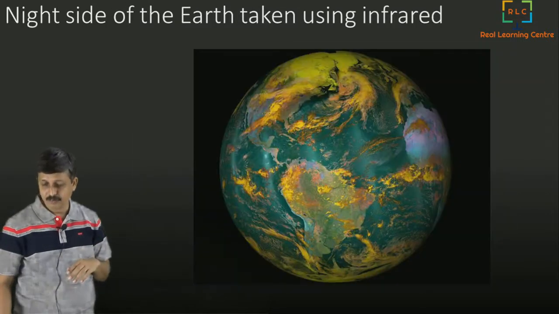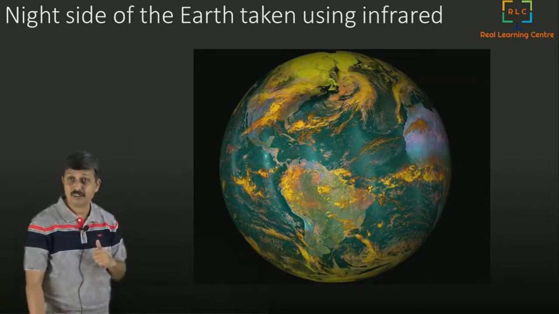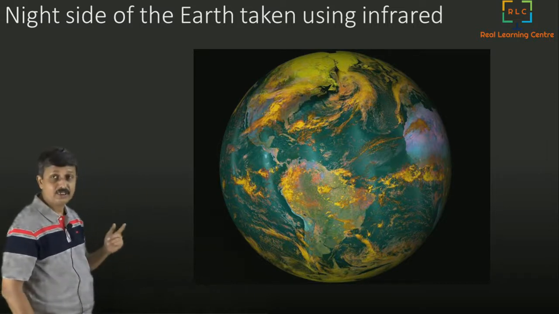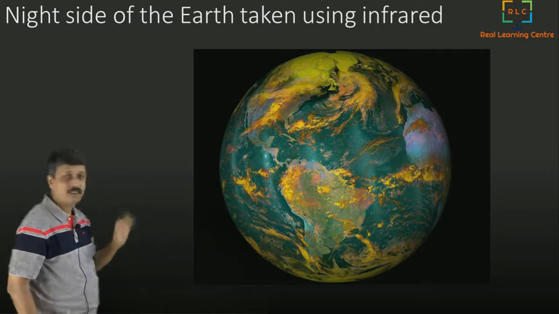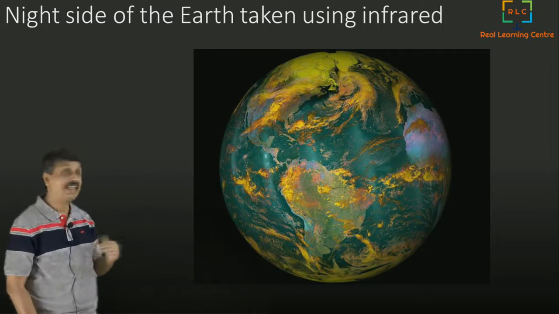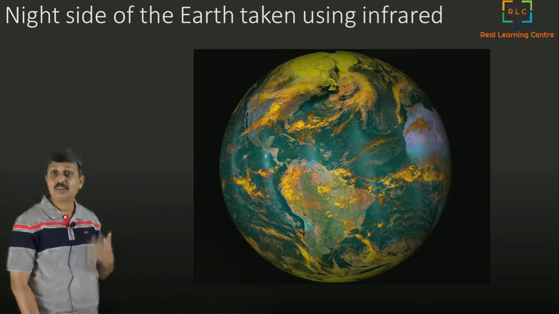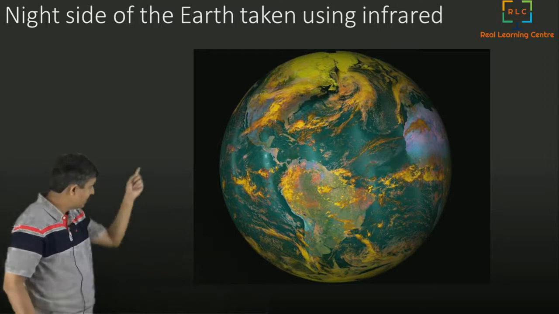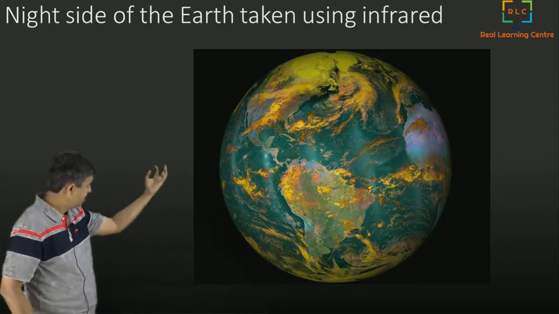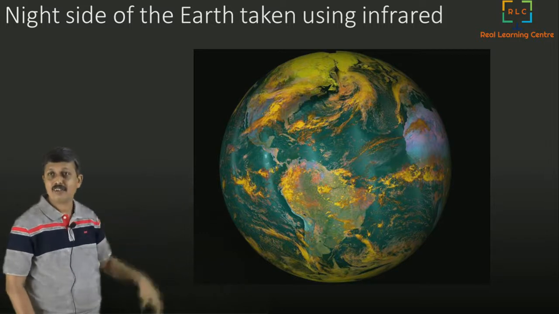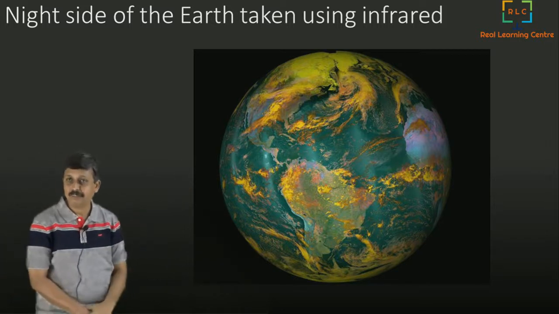In the night, if you go and watch Earth from space, this is how you can see. This is taken from an infrared camera on a satellite, on the night side of the Earth. There is no sun, it is on the back side. It looks so beautiful. That is because all those areas on the Earth, depending on their temperatures, are radiating certain kinds of radiations.